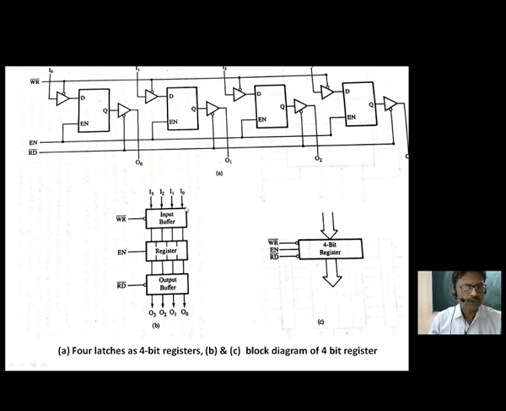Now here we have a tri-state buffer on the input side and a tri-state buffer on the output side. Similarly, every latch is connected with a tri-state buffer on the input side as well as on the output side. And this enable signal is connected with each latch through the enable line. Write is going to enable the input buffer, and read is going to enable the output buffer. So correspondingly, if write is low, read is low and enable is high, then it will work.